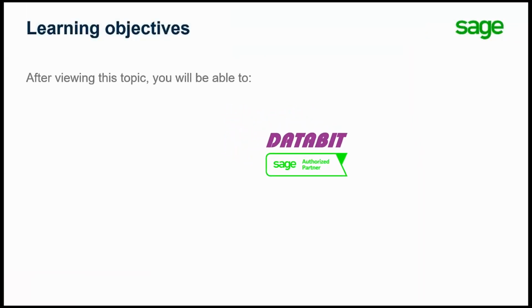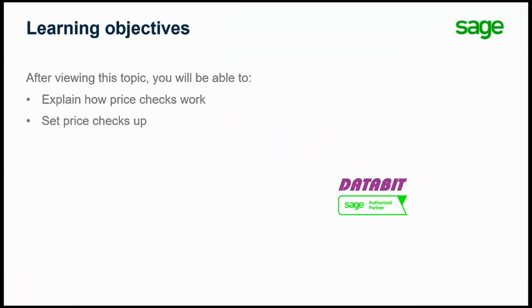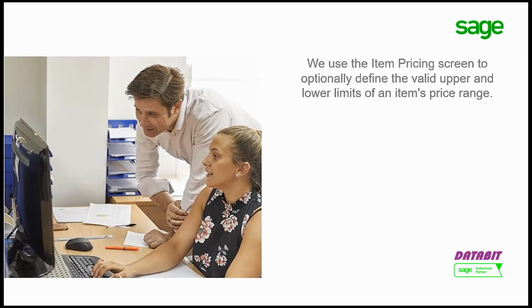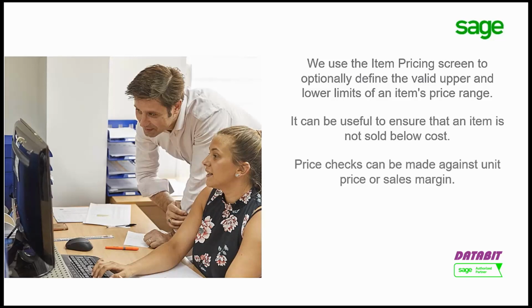Over the next few minutes, we will explain how price checks work and we'll show you how to set them up. We use the item pricing screen to optionally define the valid upper and lower limits of an item's price range. It can be useful to ensure that an item is not sold below cost. Price checks can be made against unit price or sales margin.